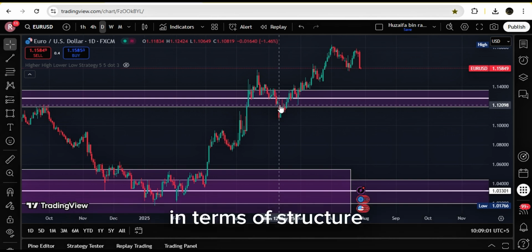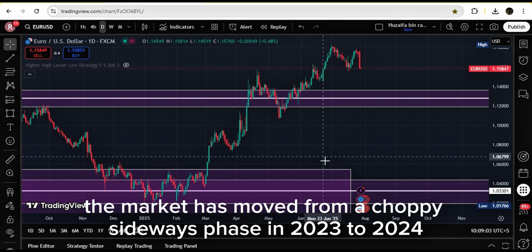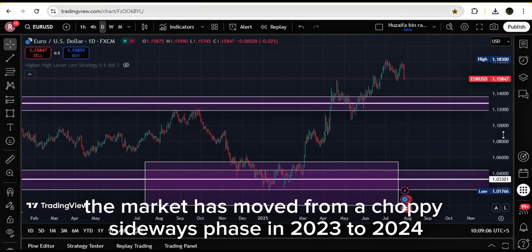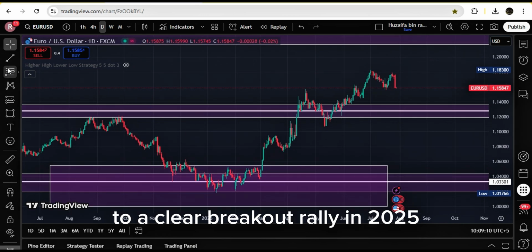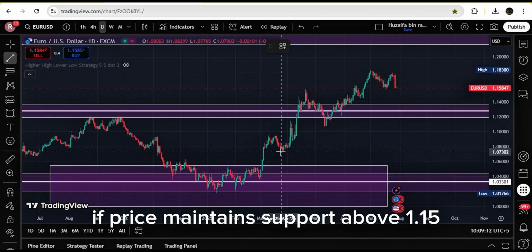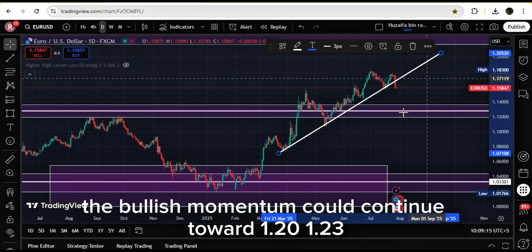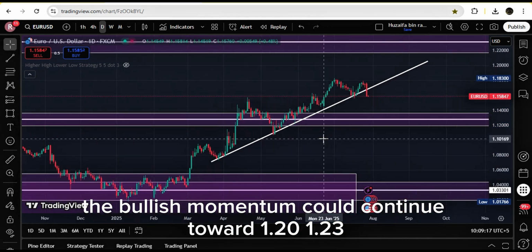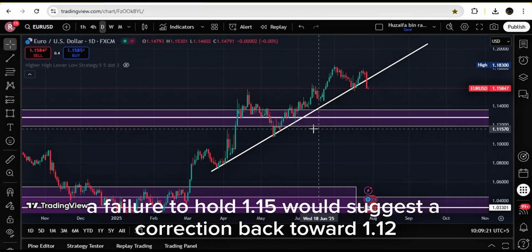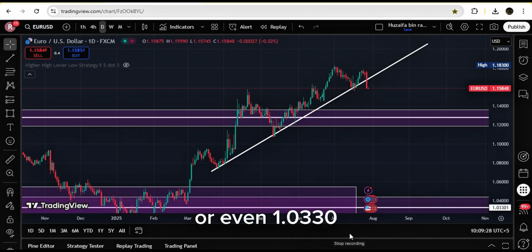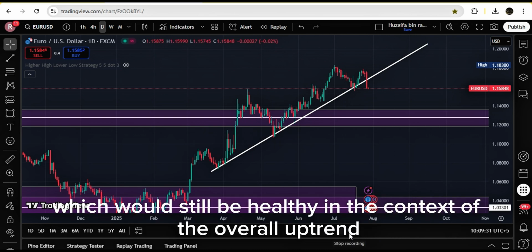In terms of structure, the market has moved from a choppy sideways phase in 2023 to 2024 to a clear breakout rally in 2025. If price maintains support above 1.15, the bullish momentum could continue toward 1.20, 1.23. However, a failure to hold 1.15 would suggest a correction back toward 1.12 or even 1.0330, which would still be healthy in the context of the overall uptrend.